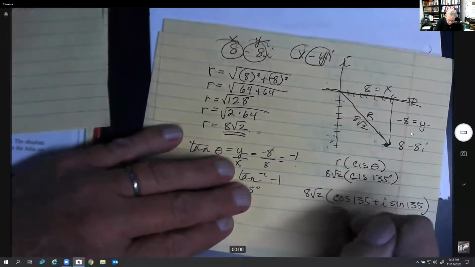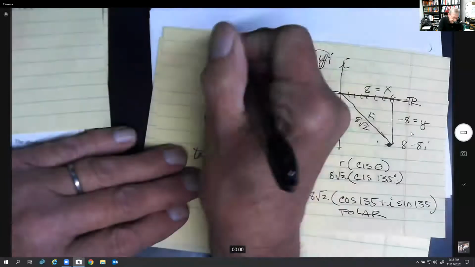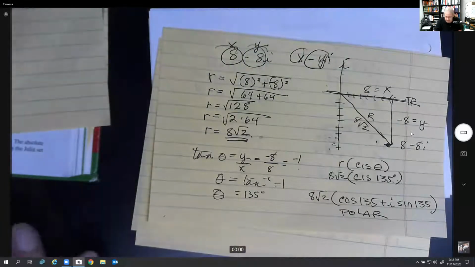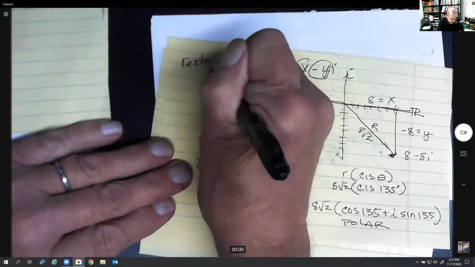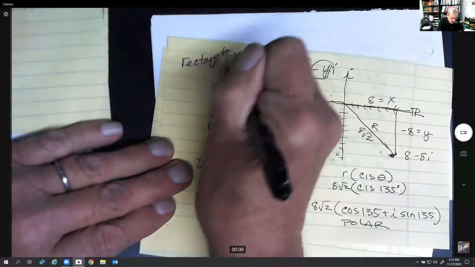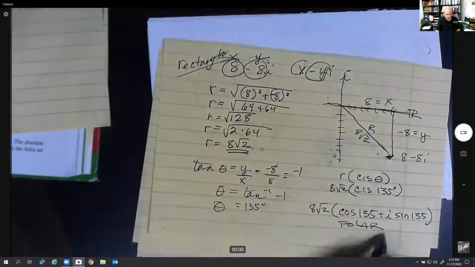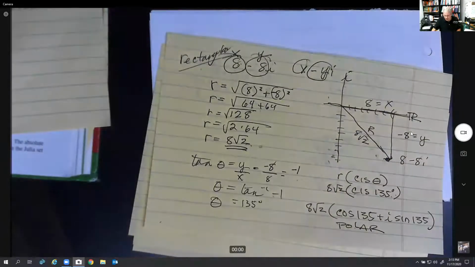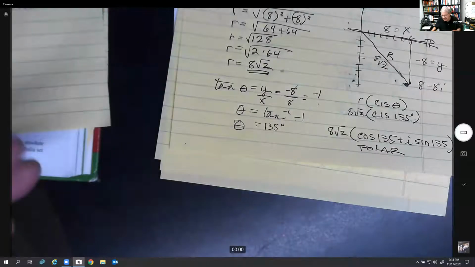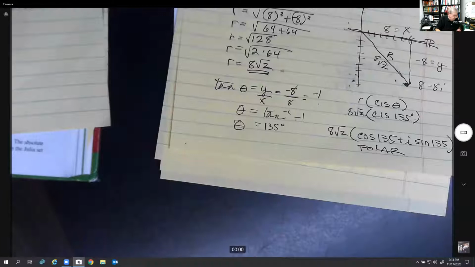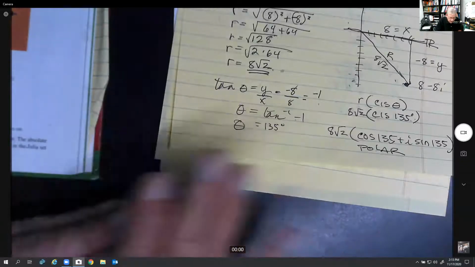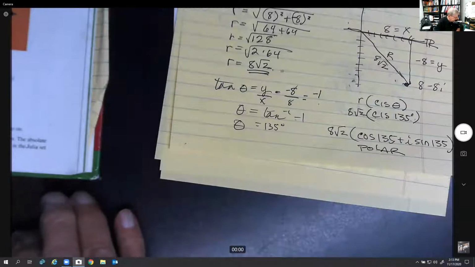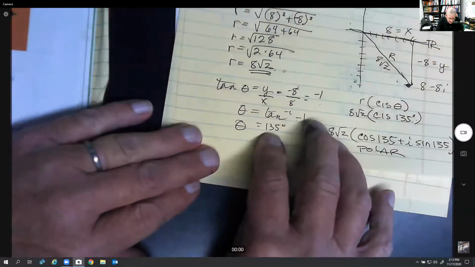So this is polar, and this is what we would call standard or rectangular form. Rectangular, polar, polar, rectangular. Okay, hope this is helpful. That's the main thing you want to be able to do: convert from one to the other and have a little fun with it. And sometimes these don't always come out exact, so sometimes you're going to come out with decimal equivalents. That's fine too.